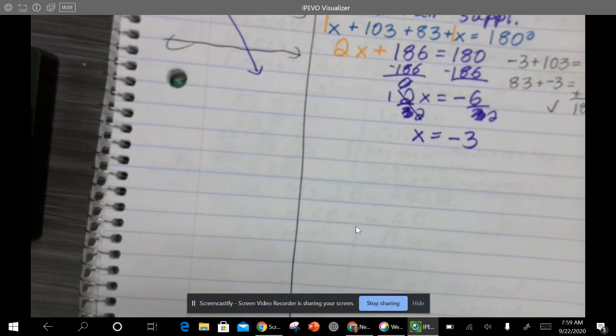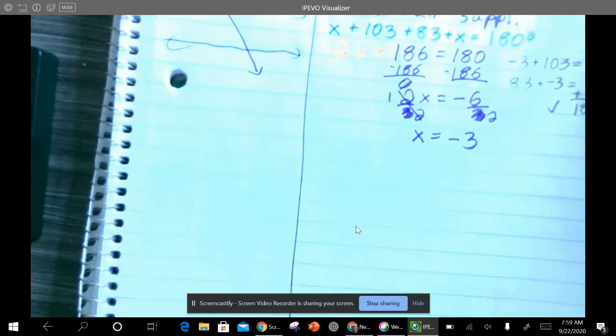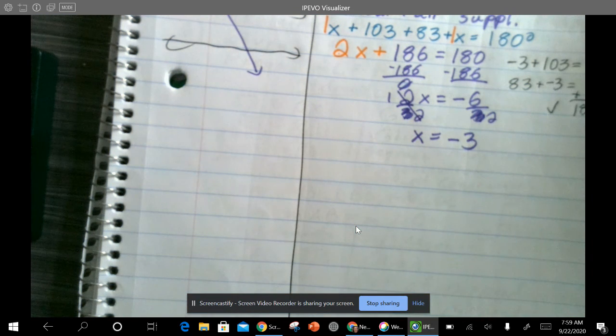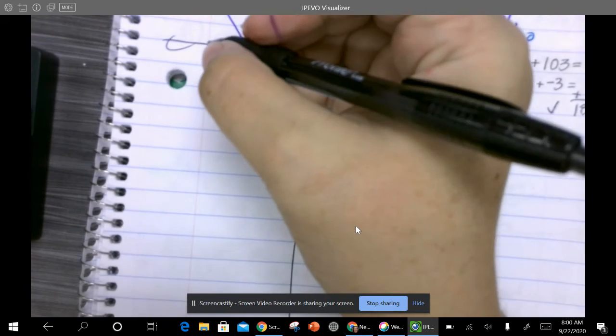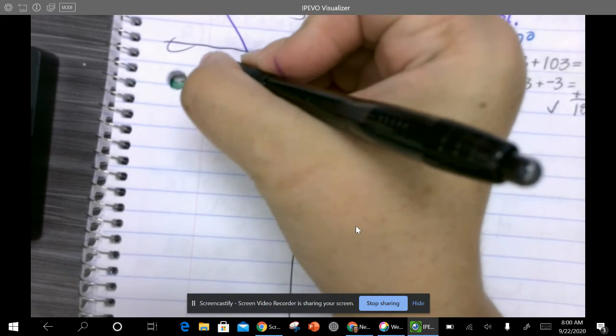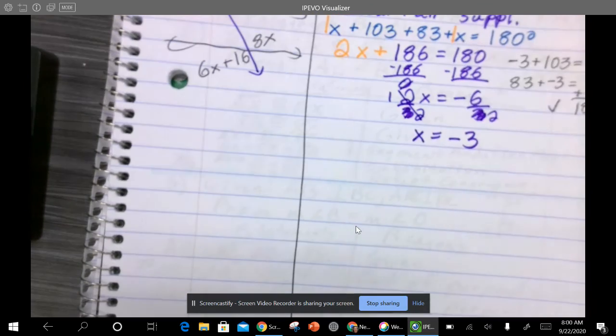Okay, so what if we have these angles? And I'm going to use the same diagram. Hold on one second. Okay, so let's say we're going to use the same diagram. So I have 6x plus 16 is equal to 8x.